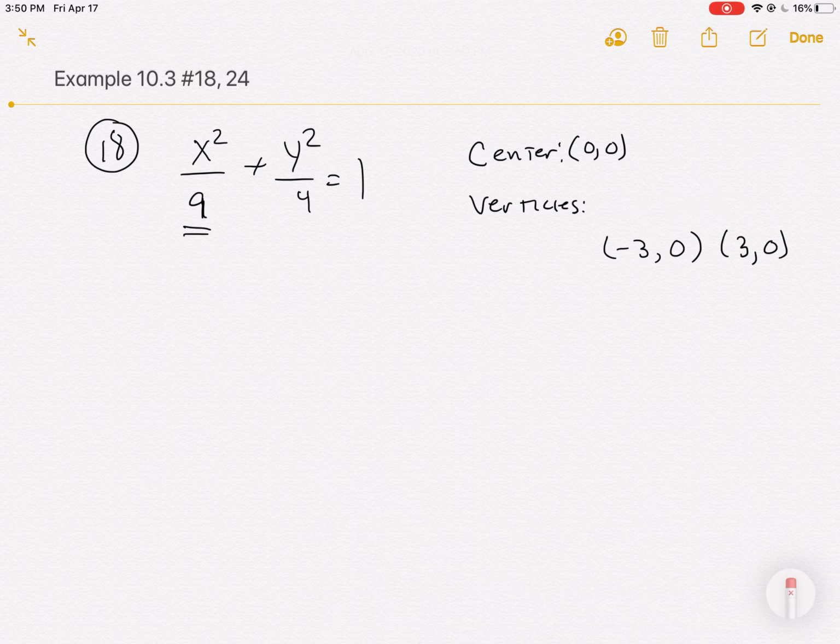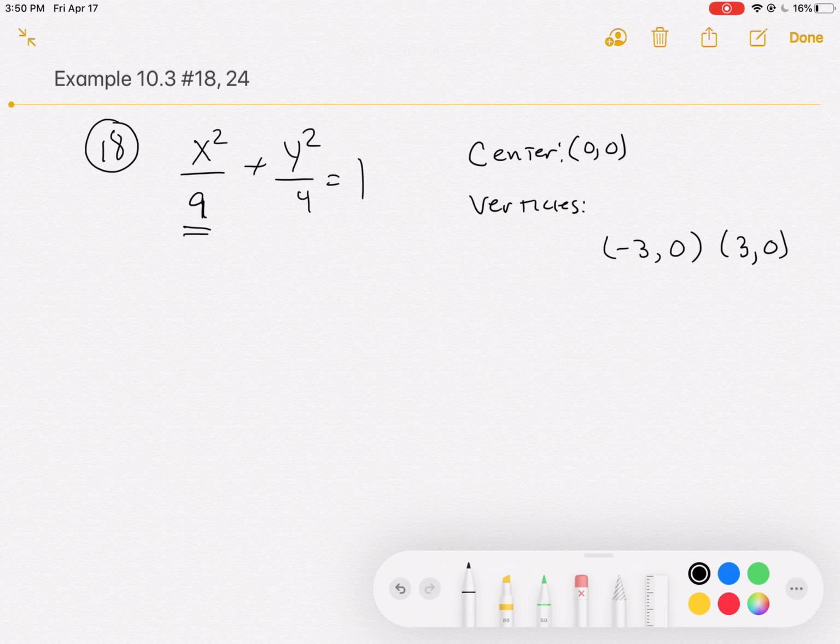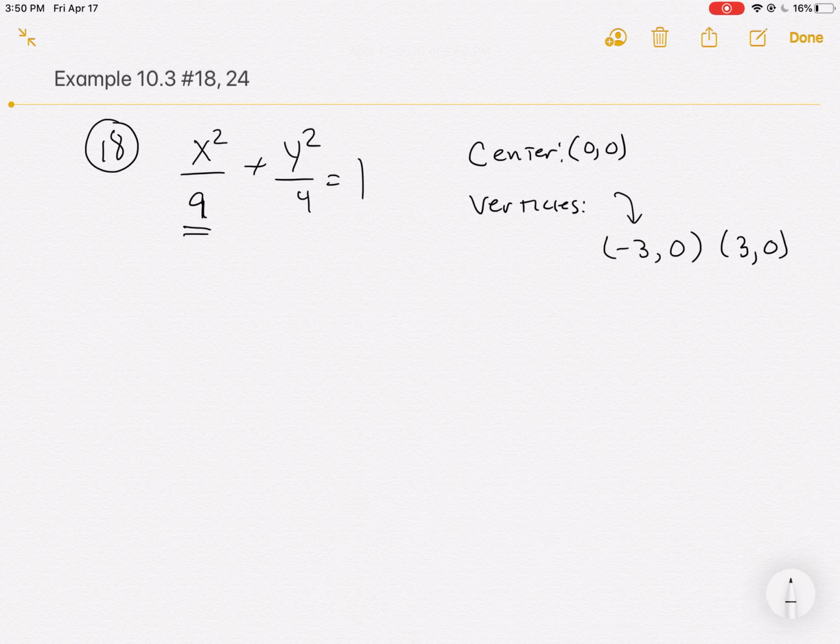So I don't want to have the plus or minus in there. The back of the book may do that, but I think it's better for us to see them as two distinct points. And so the focus points, right? The focus points are determined by the c. So what's c? Remember, c squared is always the bigger one minus the smaller one.